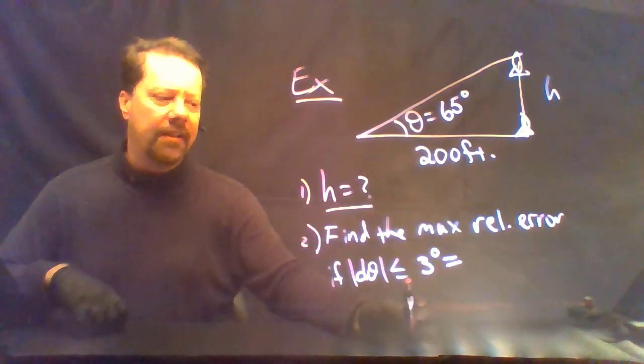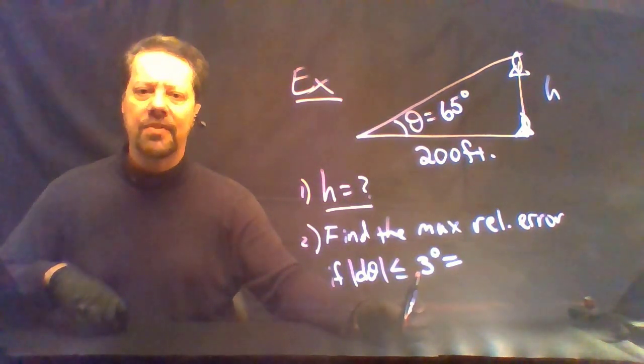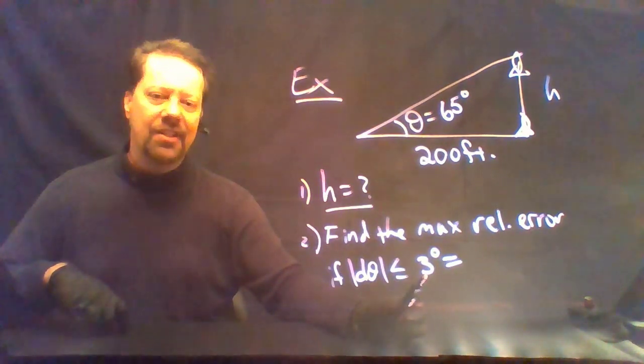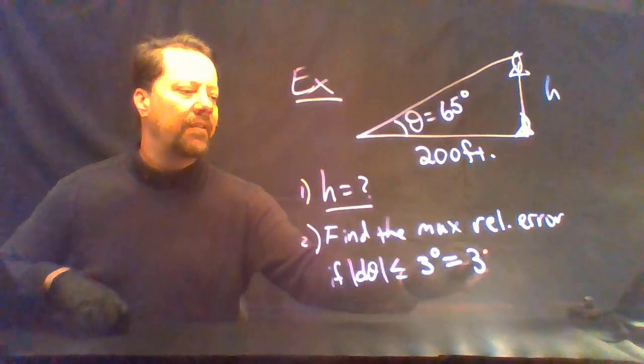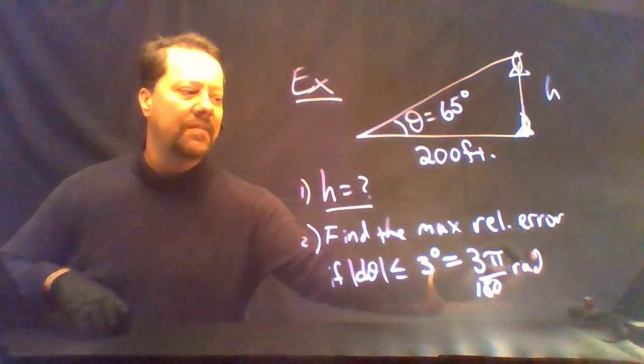One thing you should be wary of is the use of degrees in calculus. The derivative formulas only apply if the angles are measured in radians. So we're going to have to change this error to 3 pi over 180 radians.